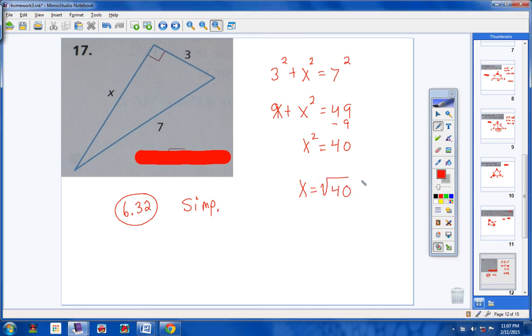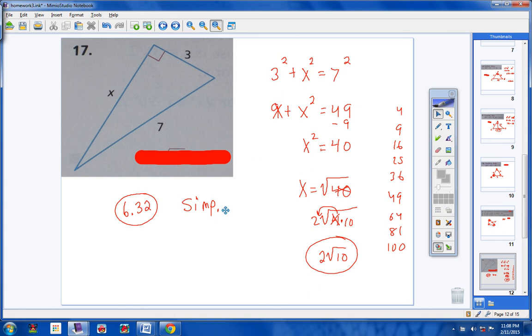So the perfect squares, of course, students, are 2 times 2, 3 times 3, 4 times 4, 5 times 5, 6 times 6, 7 times 7, 8 times 8, 9 times 9, 10 times 10, and 4 goes into 40 10 times. So really, 40 is the same thing as 4 times 10. And which one of these two numbers do I know the square root of? 4. Take the square root of 4 and put a 2 on the outside, and you're left with 2 square root of 10. Either one of those two answers would be acceptable, okay?